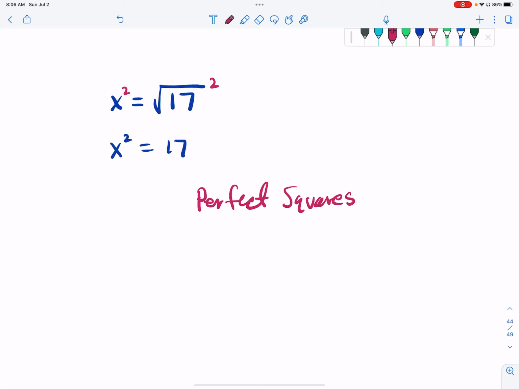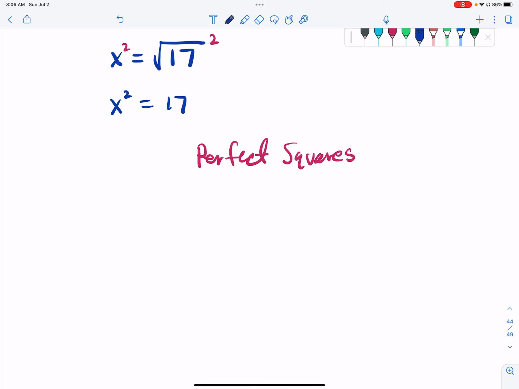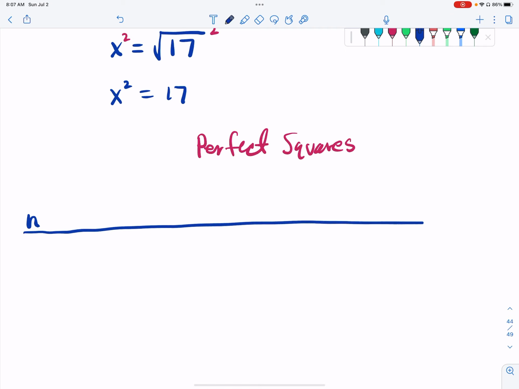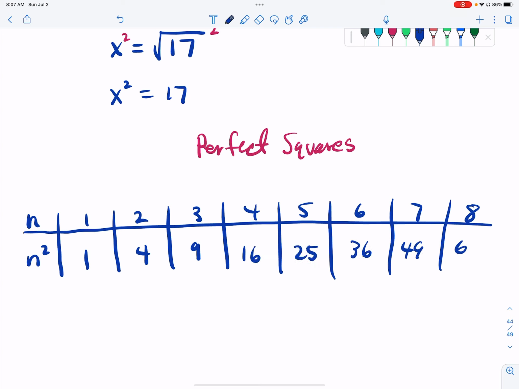And perfect squares, a number sequence that you should have memorized, hopefully up to about 20. So let's write down some of these. I'm going to call the first set of numbers n, which is just the numbers that we're going to square, like 1, 2, 3, 4, and so on. We'll go up to 8, and then let's square each one of those numbers. 1 squared is 1, 2 squared is 4, 9, 16, 25, 36, 49, and 64.